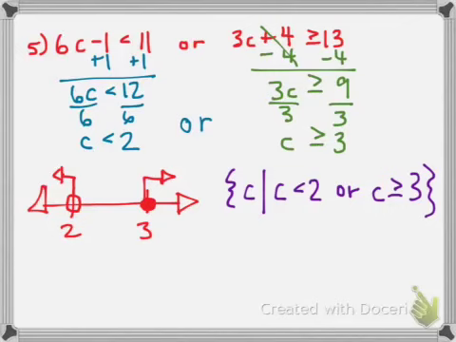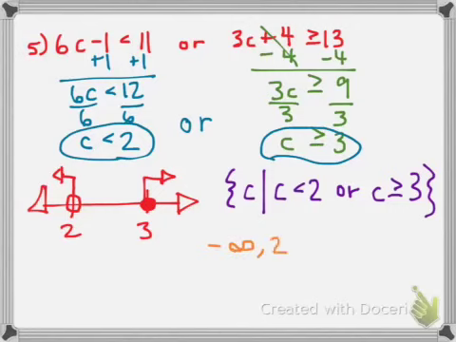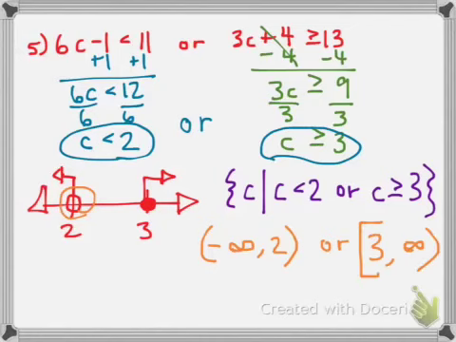And then when I write interval notation, again, I'm just going to write it separately for each of these inequalities. For c is less than 2, I know I can go from negative infinity all the way up to 2. I'm going to use parentheses for the infinity and also a parentheses because of this open circle. And then for c is greater than or equal to 3, I know I'm going to go from 3 all the way up to infinity. Infinities get parentheses, and this gets a bracket because of this inequality symbol.